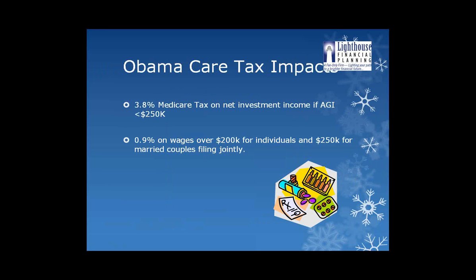Okay, so a couple of points to keep in mind as we're going through year-end tax planning. The Obamacare tax impact applies to those with an AGI of $250,000 or more for married filing joint, and $200,000 for single filers. On net investment income, there's going to be a 3.8% tax. And then for wages of individuals with $200,000 adjusted gross income, or married filing joint with adjusted gross income of $250,000, there's going to be an additional 0.9%.